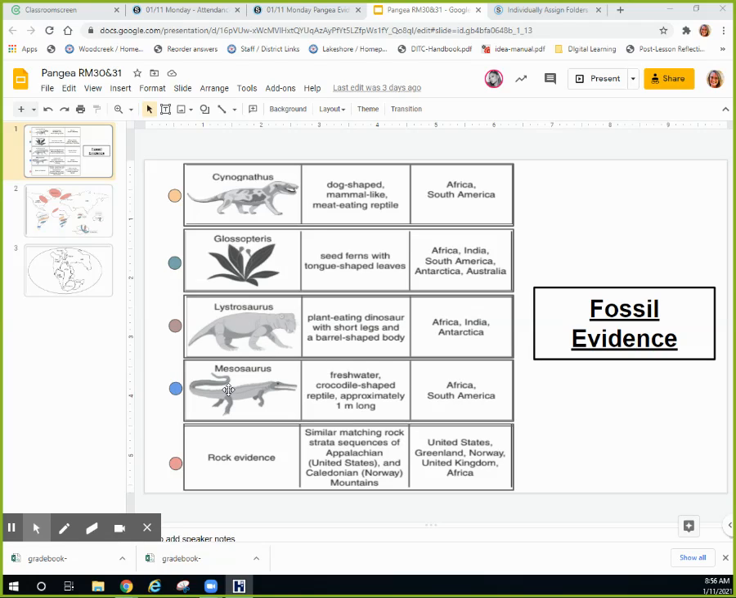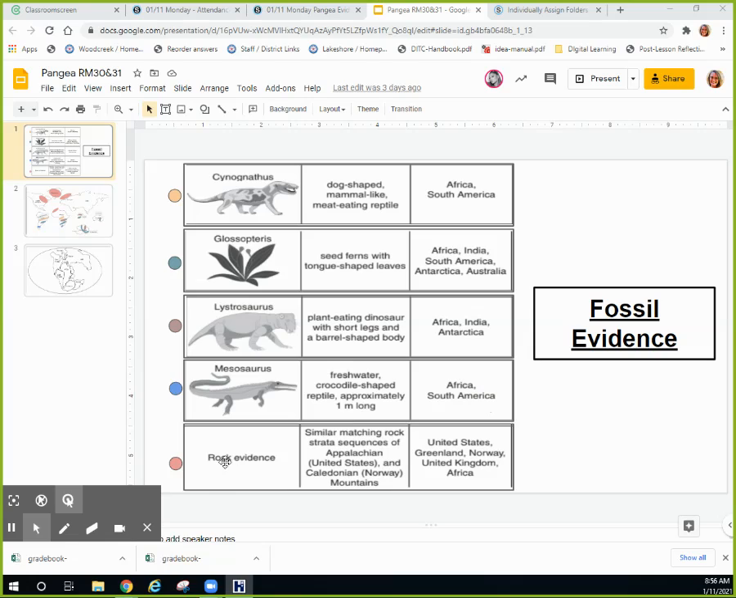Then we have the Mesosaurus, which I do know how to pronounce because one of Oliver's favorite dinosaurs is a Mosasaurus, and they're very similar. But it's a freshwater crocodile-shaped reptile, approximately 1 meter long, which doesn't sound very big to me. I would have thought it would have been bigger. But they found fossils of this Mesosaurus in Africa and South America.